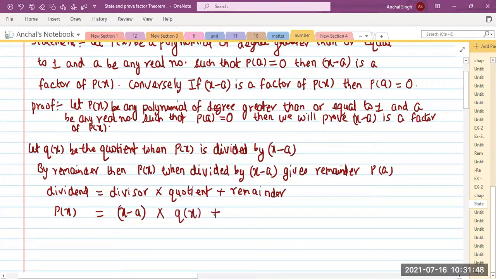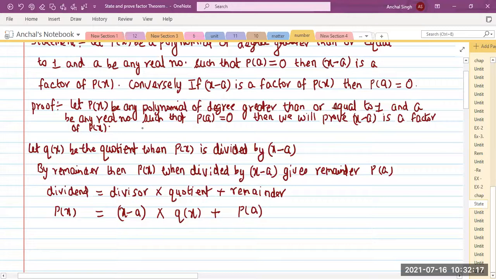And according to remainder theorem, what is remainder? No, by remainder theorem. See, the statement is written on the screen itself. By remainder theorem, Px when divided by x minus a, the remainder is Pa. Now, so right now we have written Px is equal to x minus a into Qx plus Pa.